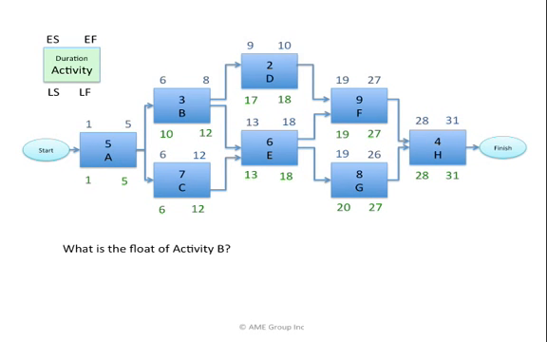The float of activity B is the flexibility of activity B. It's how much flexibility it has between its early and late numbers. The equation, float, is the late finish of activity B, which is day 12, minus the early finish of activity B, which is day 8. 12 minus 8 equals 4 days. What does this really mean? It means B may slip up to 4 days from its early numbers before it would hit or affect the critical path or the project duration of 31 days.